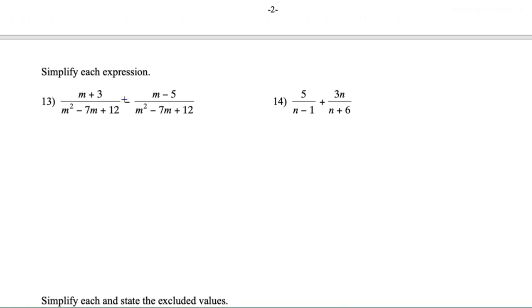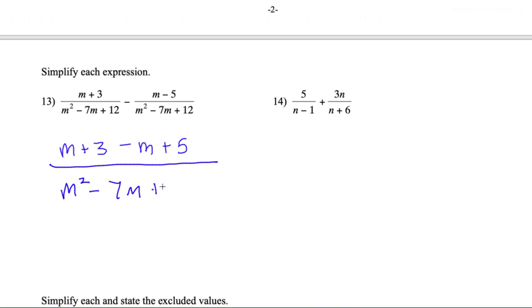And be careful with subtraction. This subtraction really gets distributed to each of these terms here, which means I'm really saying this for the numerator. The numerator has m plus 3, and I'm going to subtract an m, add a 5 because a negative times a negative is a positive. That is the numerator. The denominator is m squared minus 7m plus 12.